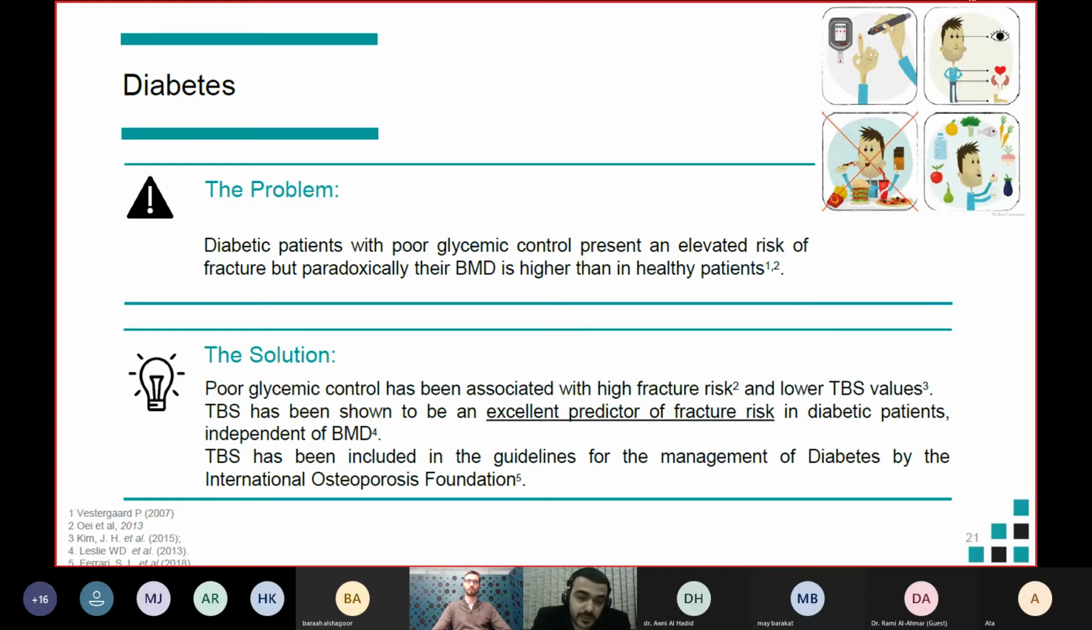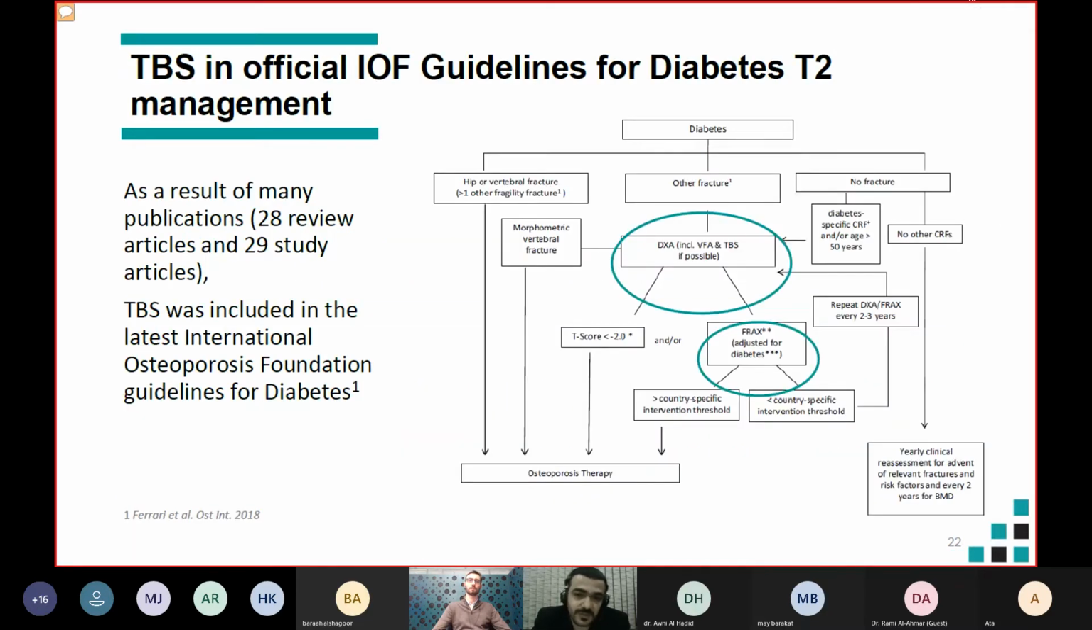TBS is included officially in the guidelines for the management of diabetes by the International Osteoporosis Foundation, as you can see in this image. So FRAX adjusted for diabetes is included here, as well as TBS.